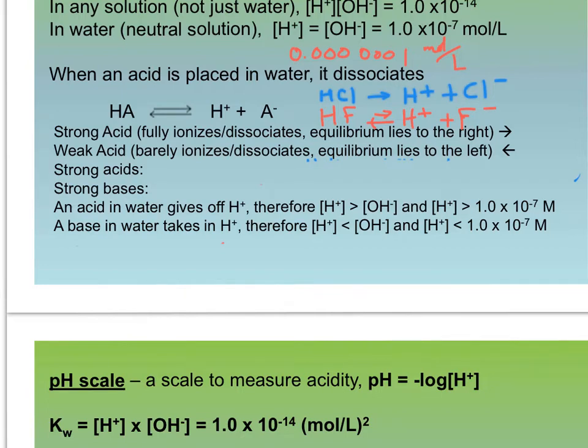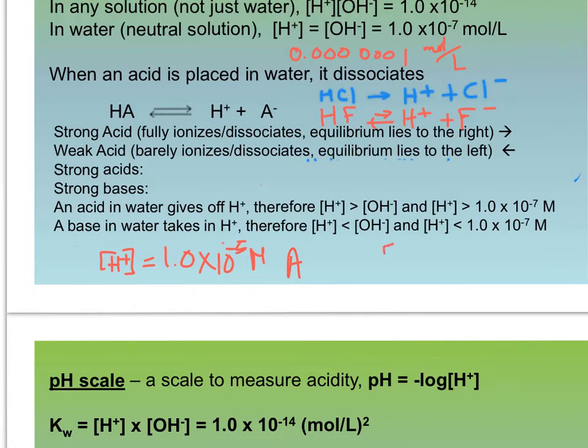For example, let's say I tell you my H plus concentration is equal to 1.0 times 10 to the negative 5th molar. Is the solution acidic, basic, or neutral? Well, what you do is compare this number with what it should be if it was neutral, if it was water. Which number is bigger, 10 to the negative 5th or 10 to the negative 7th? Yep, this is much bigger. So I have a lot of H pluses compared to neutral. So this solution is acidic.